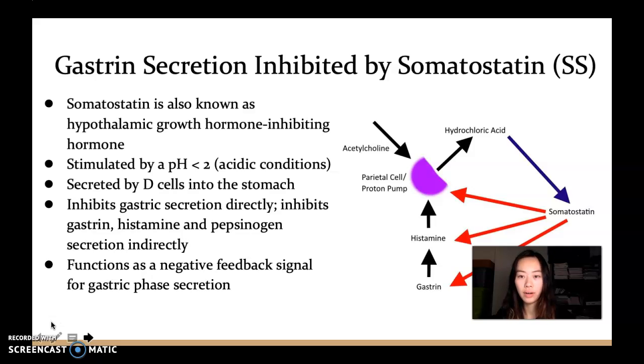Lastly, a hormone known as somatostatin, or hypothalamic growth hormone inhibiting hormone, inhibits gastric acid secretion and inhibits histamine and pepsinogen secretion indirectly. Somatostatin is stimulated in environments where the pH is less than 2, so very acidic conditions. Somatostatin is secreted by D cells in the stomach, and somatostatin functions as the primary negative feedback pathway for gastric phase secretions.